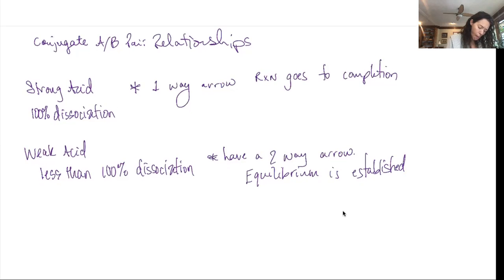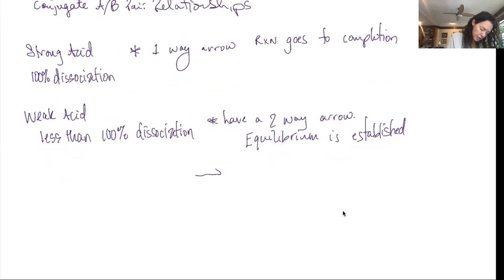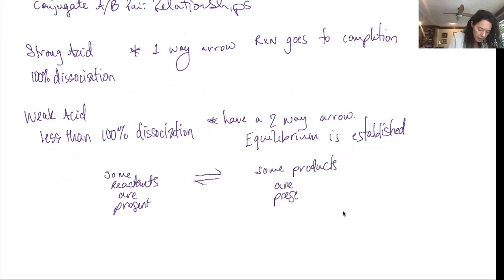All right, we have a two-way arrow in equilibrium, so that some reactants are present and some products are present. And we have a dynamic process, which we'll talk more about later, where reactants are constantly forming products and products are constantly forming reactants. And we have this dynamic process of going back and forth, right?